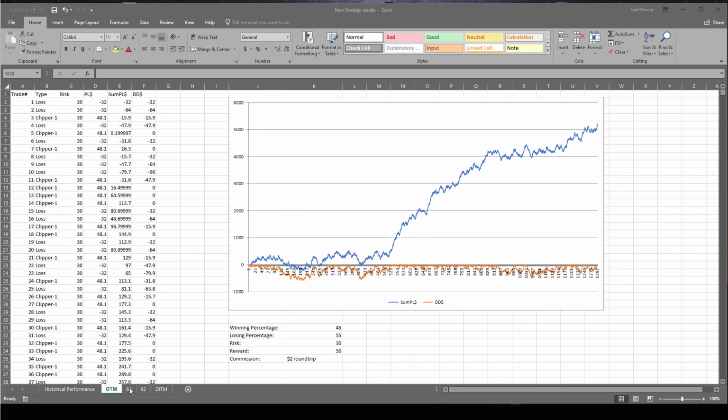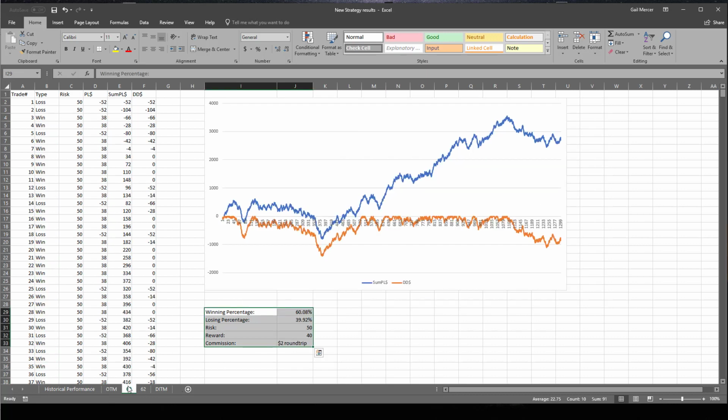Okay, what if you're using at the money and you have a 60% winning percentage? That means that you're losing 39.92% of the time. Your risk is $50, your reward is $40. So basically, if you buy a binary at $50, you set a target at 40, and you're able to achieve that 60.08% of the time, would it make money? Well, as you can see, this one actually still would make money.